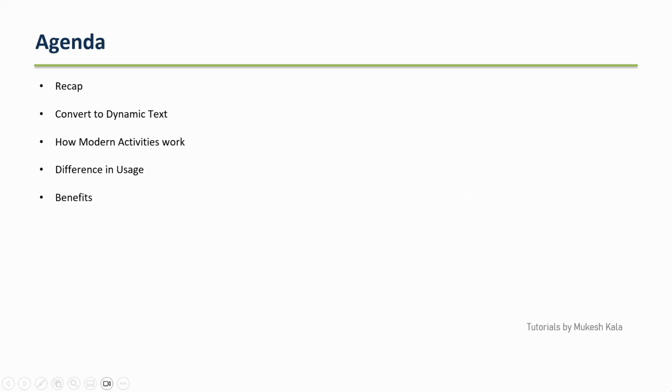Talking of the agenda, this would be our agenda for today. We are going to start with a quick recap of the classic versus the modern design. Post that, we are going to see a feature called convert to dynamic text. Then we are going to build a small automation both in classic and modern, and we are going to see how the modern activities work, how they are different from the classic one, and what benefits we get if I use the modern activities.